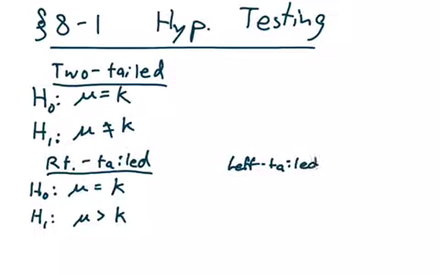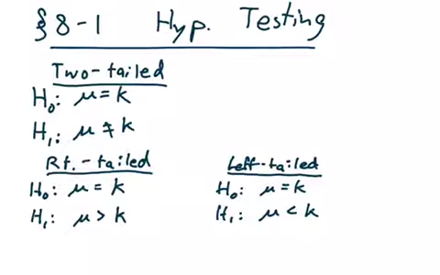Okay, and then as you might have guessed, the last type of statistical hypothesis test we can do is when our null hypothesis is mu is equal to k, right? Because it always will be. And here H1 is going to be going to the left. Mu is less than k. All right. So these are our three types of hypothesis tests.